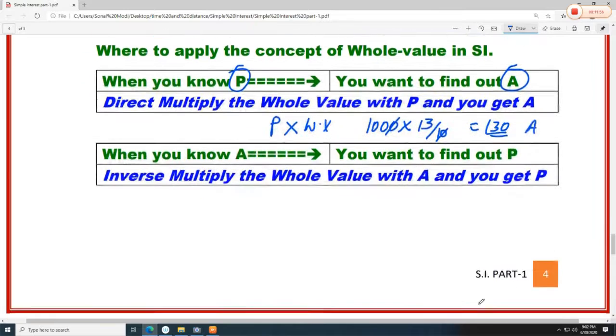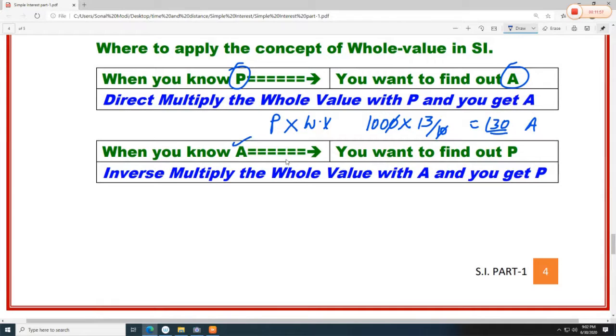Now sometimes they give you the amount and you need to find out the principal amount. So from the amount you have to find out the principal amount. So this is principal and this is amount. This is given and you need to find out the principal. In the previous case, the principal is given and you have to find out the amount. So here the arrow is straight, so you have to put the whole value as it is.